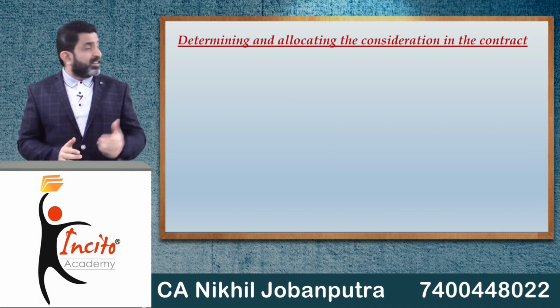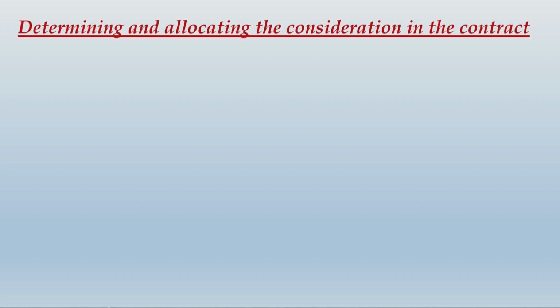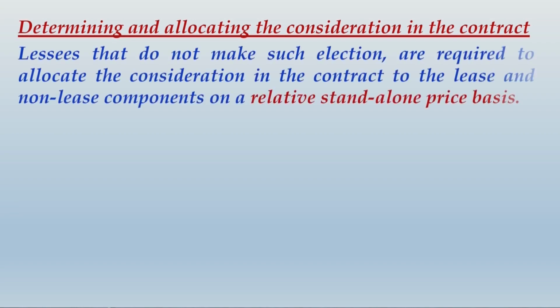So let us continue to write up that note. We have already discussed this point as well. Determining and allocating the consideration in the contract. Lessees that do not make such election, meaning the election of not separating lease and non-lease components, are required to allocate the consideration in the contract to the lease and non-lease component on a relative standalone price basis.